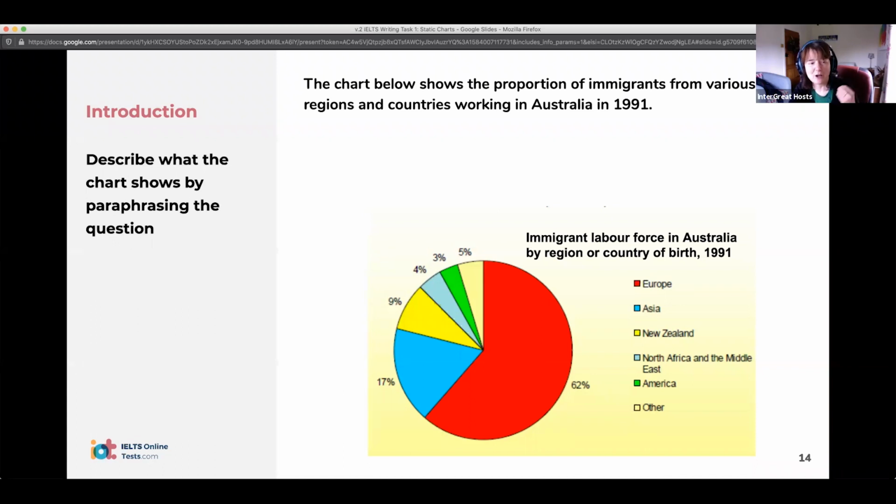So as we know, main thing to do with the introduction is just to paraphrase the task question. There's no conclusion in task 1, okay? Only an overview, and we will look at the overview in a moment, okay? So your first part is your introductory sentence.